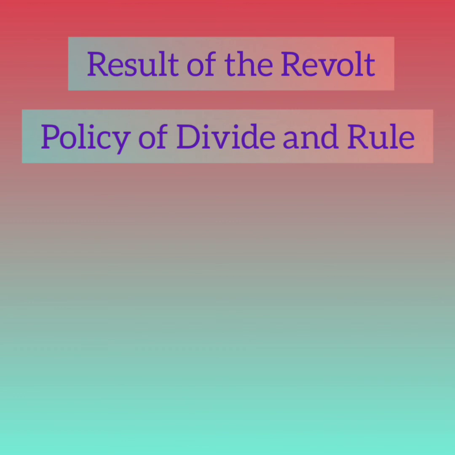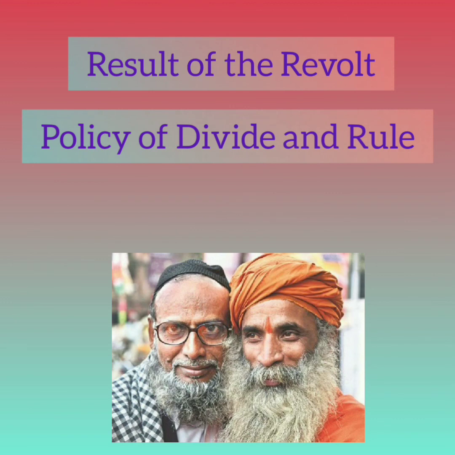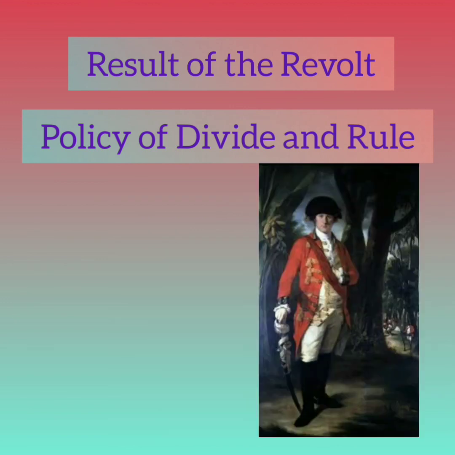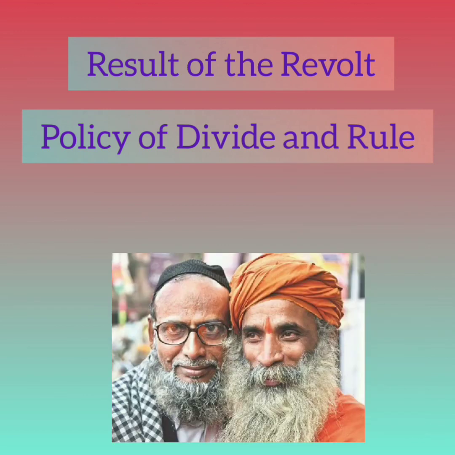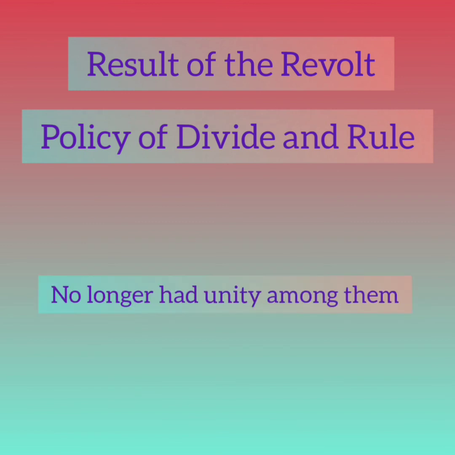The next is the policy of divide and rule. During the revolt of 1857, the Hindus and the Muslims had unity, and together they fought for the welfare of the country. The British government realized that the unity of the Hindus and Muslims was a serious threat, and therefore they thought that it would be best if they created a wall between the two communities. Thus they adopted the divide and rule policy that completely destroyed the relationship between the Hindus and the Muslims. Because of this policy, the two communities no longer had unity among them.